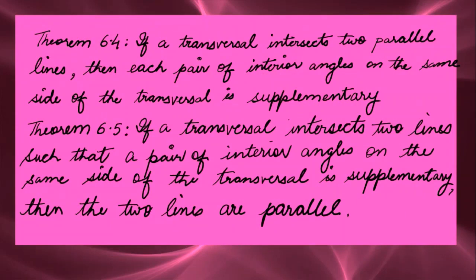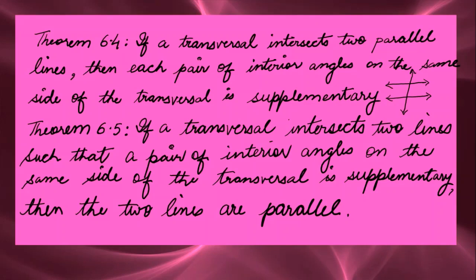Now theorem 6.4: if a transversal intersects two parallel lines, then each pair of interior angles on the same side of the transversal is supplementary. If you have two parallel lines and a transversal over them like this, a straight line cutting them.